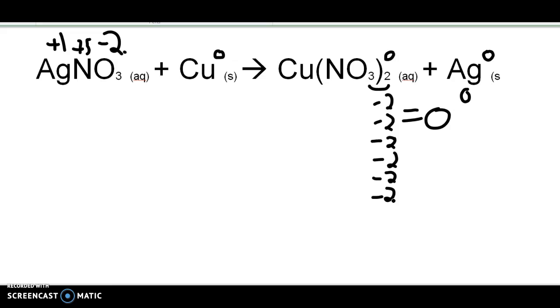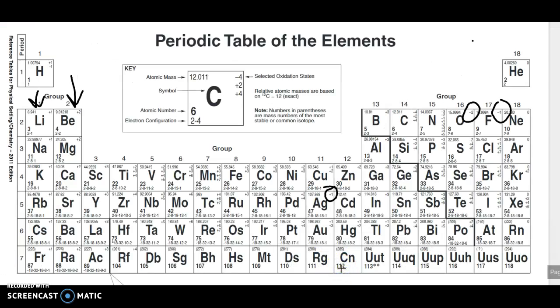Now, we are in a precarious situation because we don't know copper's oxidation state and we don't know nitrogen's. If we go to the periodic table, we will see that copper is right here. Copper can be plus 1 and plus 2, and who knows, maybe there are even more oxidation states it can be that we don't know about.